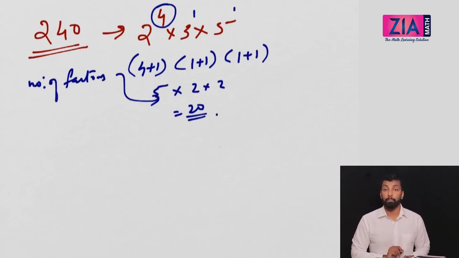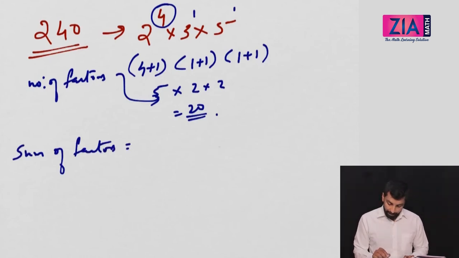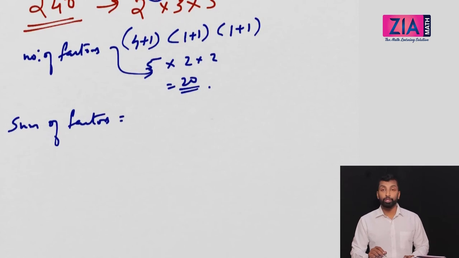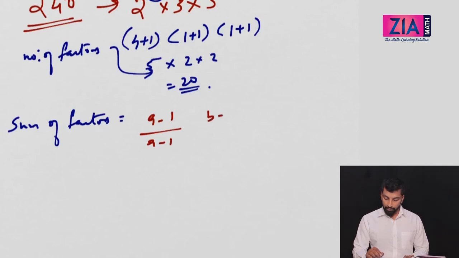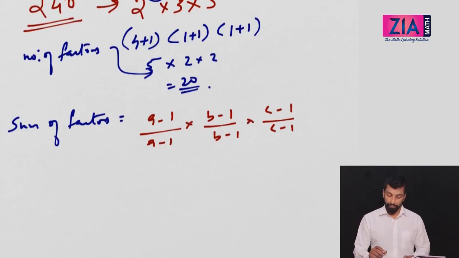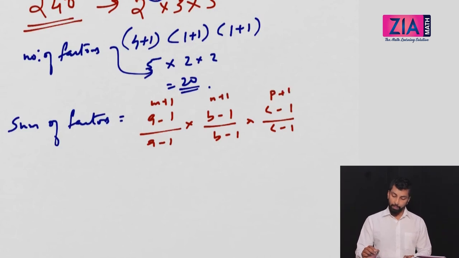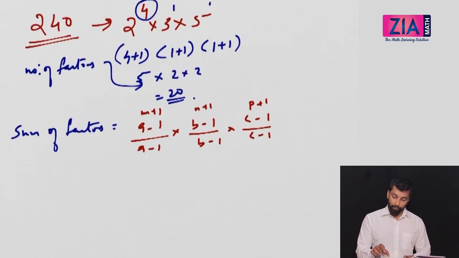Now what about sum of factors? You need to be a little careful here. Sum of factors. So I told you, you should not forget it. A to the power M plus 1 minus 1 by A minus 1, B to the power N plus 1 minus 1 by B minus 1, C to the power P plus 1 minus 1 by C minus 1. All these are multiplication. Then what is A, B, C here? 2, 3 and 5, right?